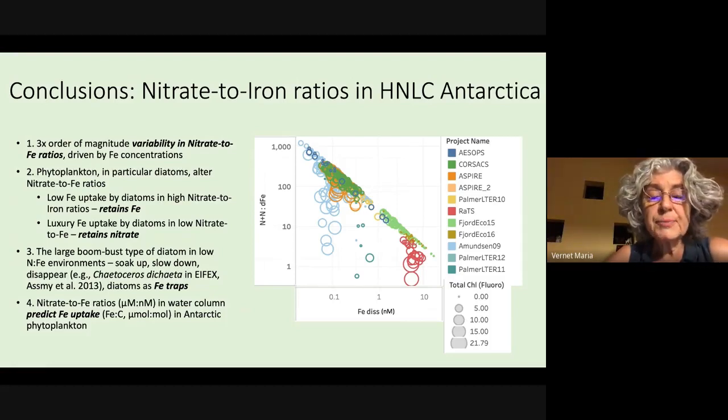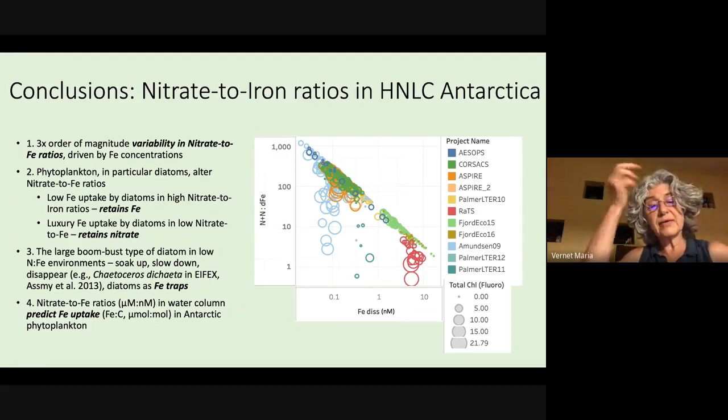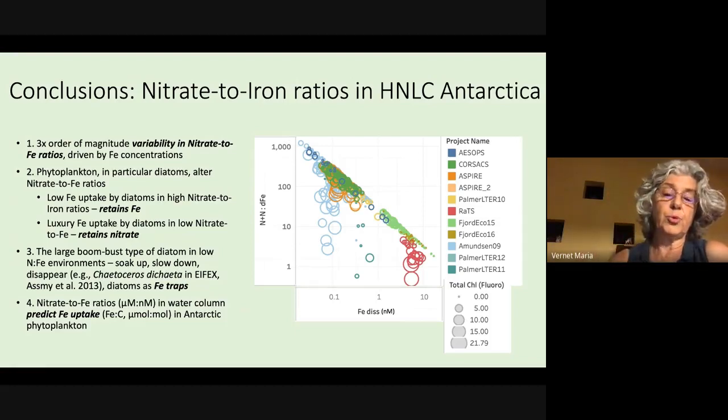The phytoplankton, in particular diatoms, can affect the nitrate to iron ratios. By the plasticity of the diatoms, they have a low uptake in high nitrate to iron ratios, and a very high uptake in low nitrate to iron ratios, so they can affect the ratio itself. And they can retain iron in iron poor waters in the water column, and they can retain nitrate in the water column in the iron rich waters.